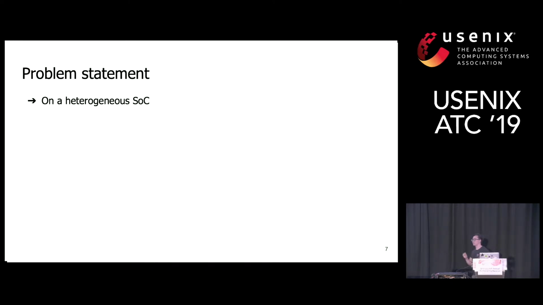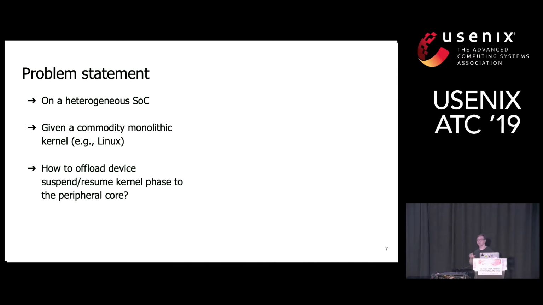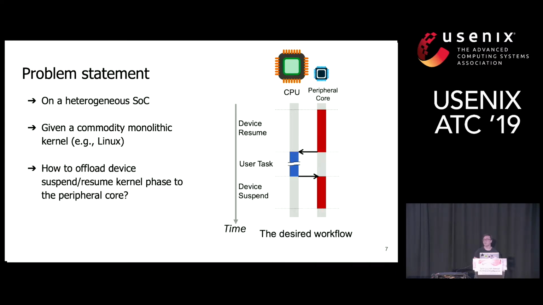So here's the problem. Now we have a heterogeneous SoC, which has the CPU and the peripheral core. We're running a commodity monolithic kernel, Linux, for our own sin. And we want to offload the device suspend resume to the peripheral core because we want to keep the CPU asleep as much as possible, resulting in the following workflow where the device suspend resume is purely running on the peripheral core and the user task is still executed by the CPU.